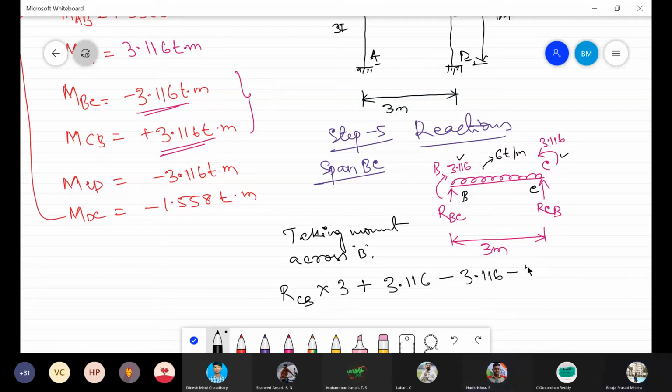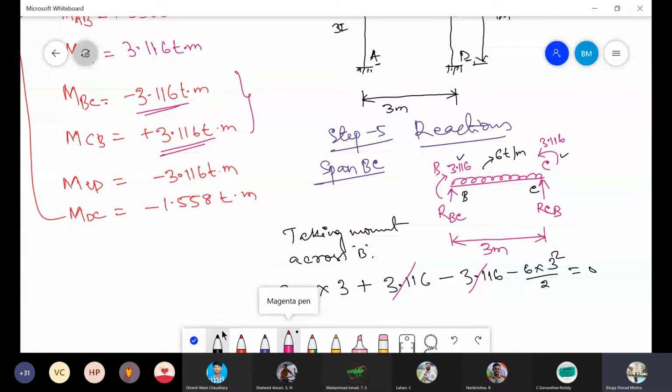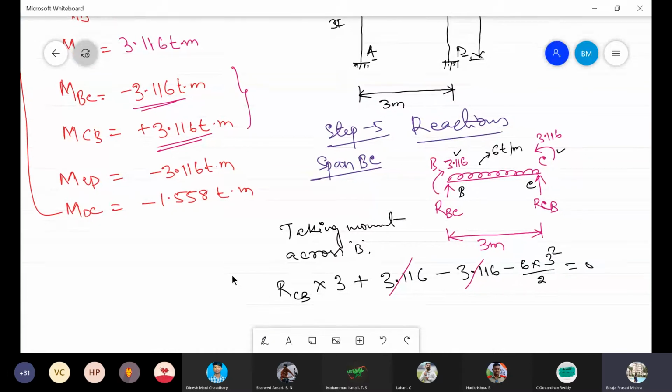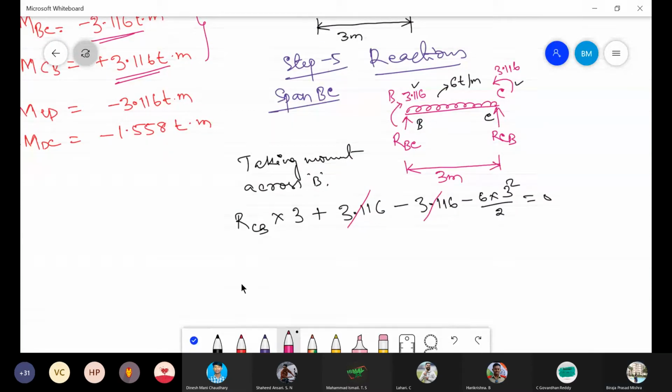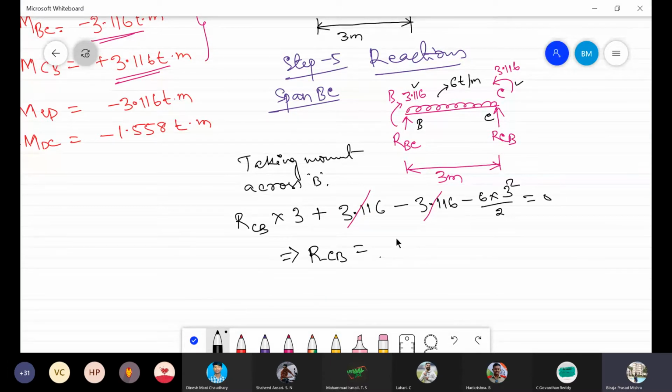6 into T square divided by 2 equals 0. So this positive and this minus cancel out. The leftover is RCB equals 6 into 3 ton... T square into 3. So it is 9 ton.